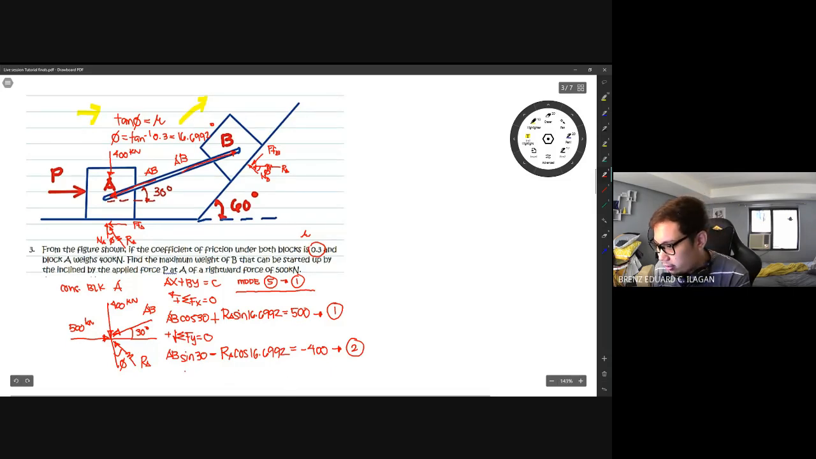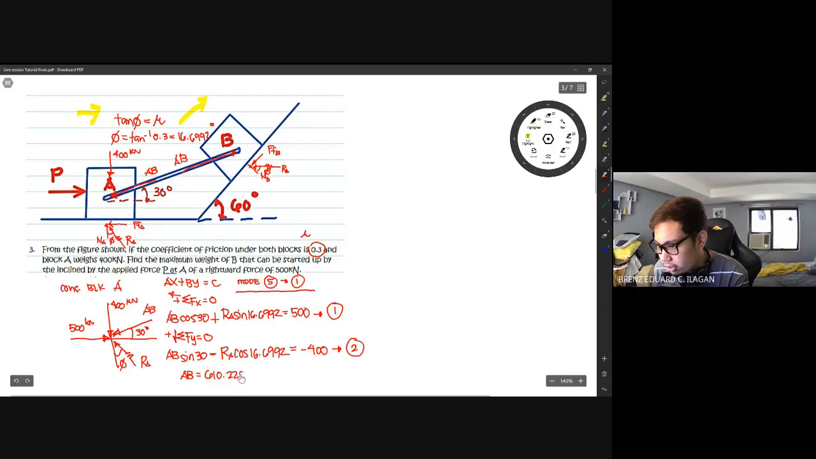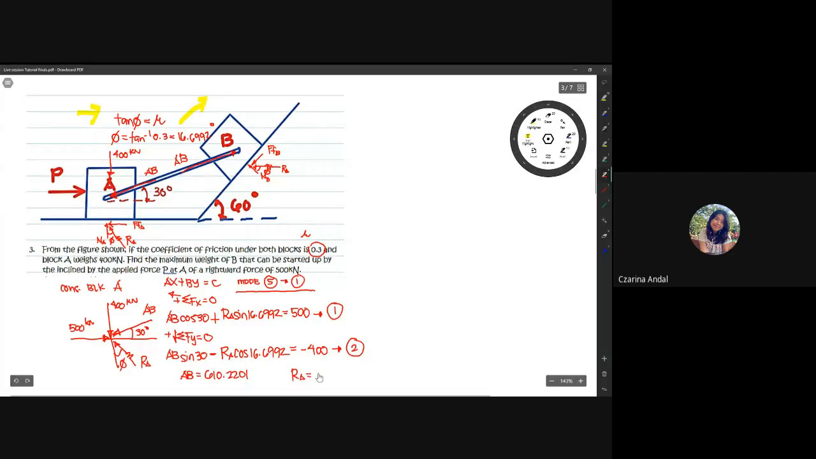So guys, pakipindot naman mode 5.1 para sa mga Casio, and do sa ibang model, kayo na bahala. Hindi ko familiar do sa iba. Pero ano yung lumabas na sagot? For AB, 610.22019.